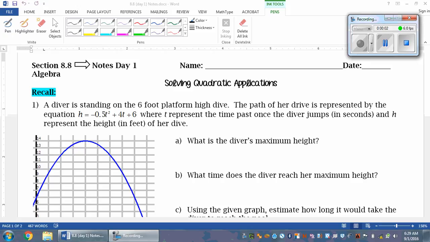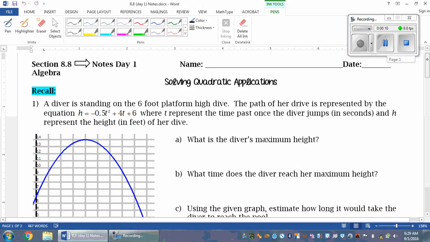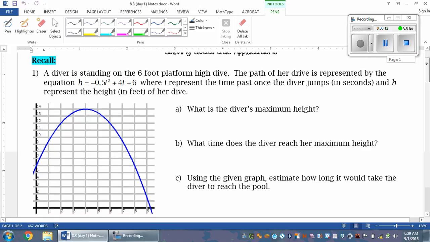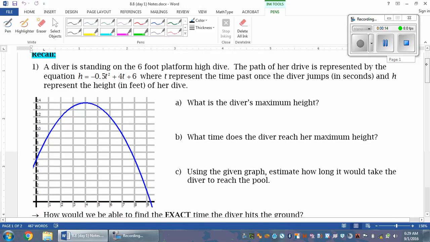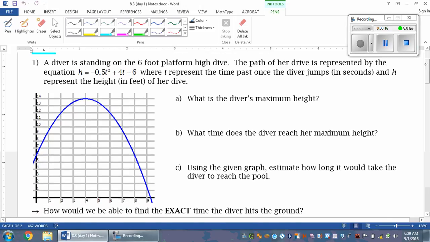Welcome back. Today we're going to be looking at... But before we go ahead and begin, let's talk about a problem that we've already done from Chapter 8, Part 1. A diver is standing on a 6-foot platform high dive.